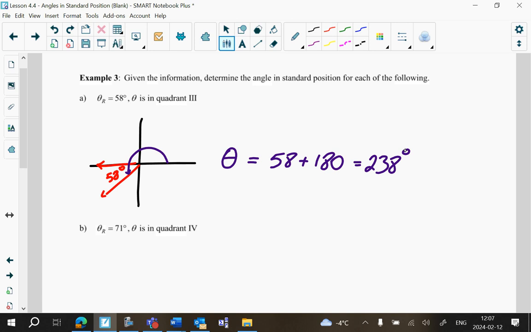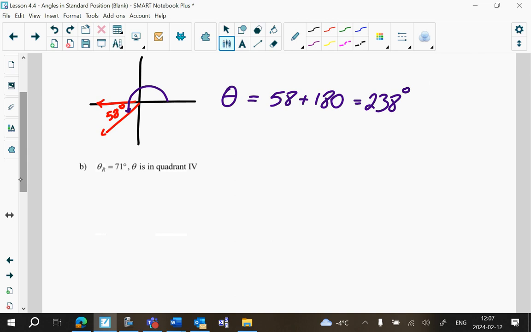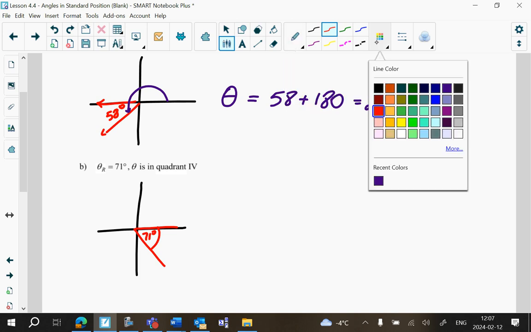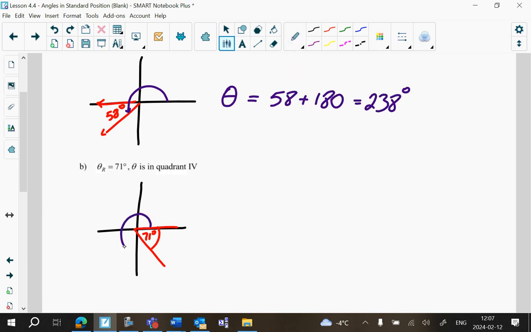So in quadrant 4, again, if it helps you to draw it, it's a 71-degree angle in quadrant 4. Which means I got to find this. So theta is going to be 360 minus the reference angle of 71 degrees, which gives us 289 degrees. Okay.